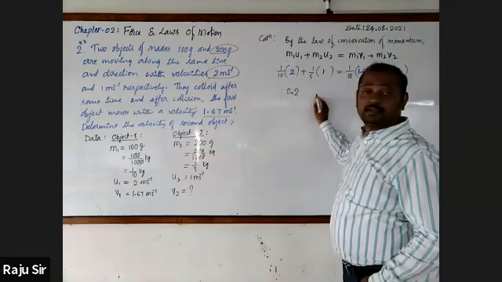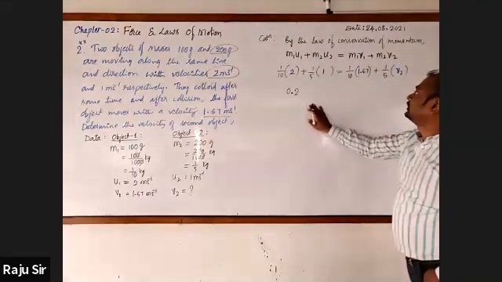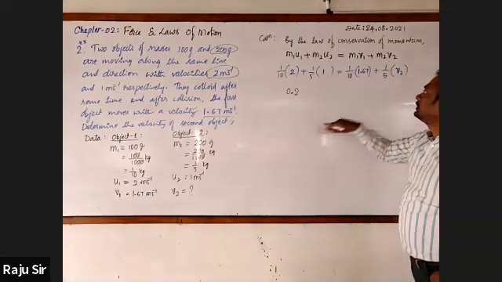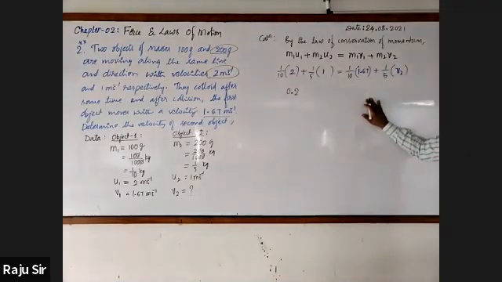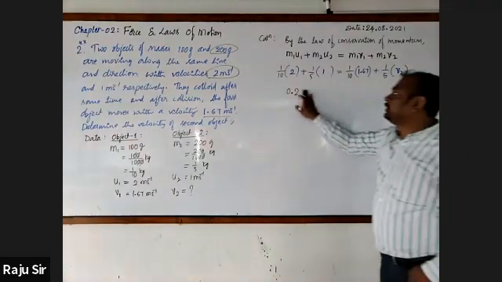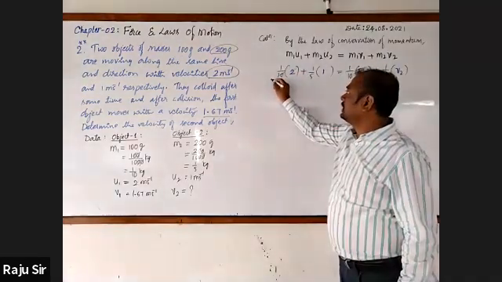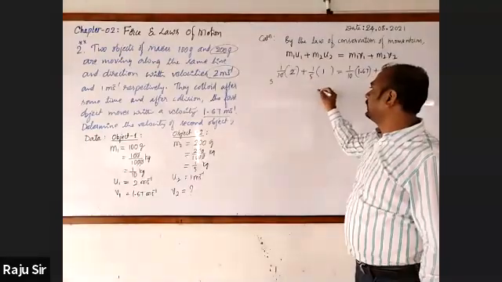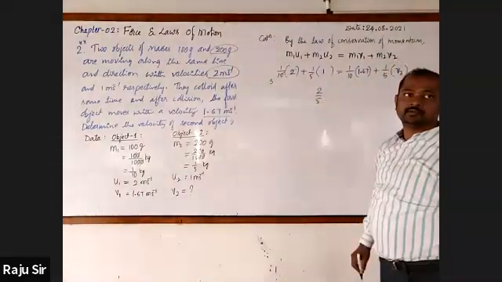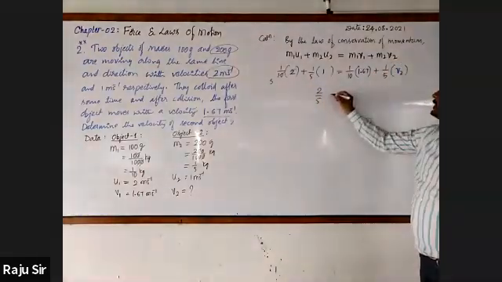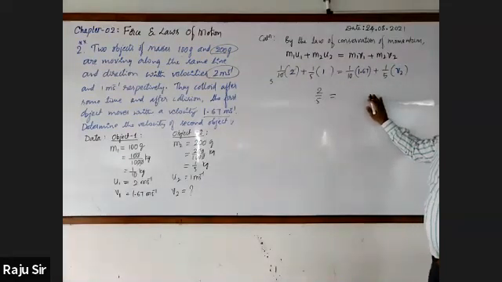Sir, it will become 1 by 5. 1 by 5, and the third in fraction form is 2 by 5. Sir, answer 2 by 5. 1 by 5 plus 1 by 5 is 2 by 5.